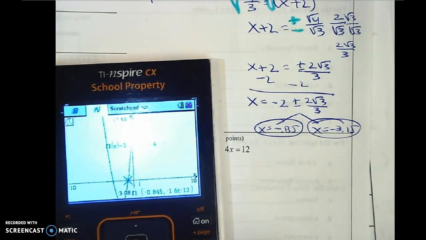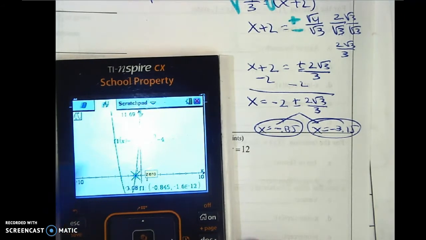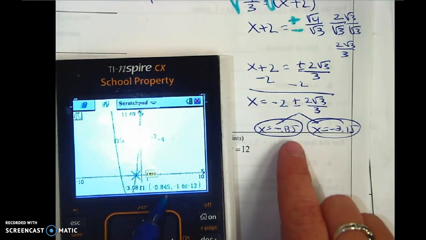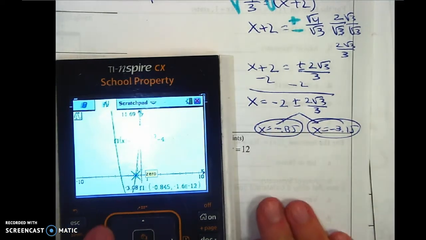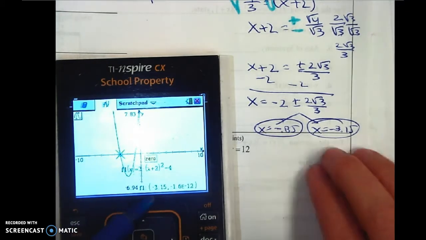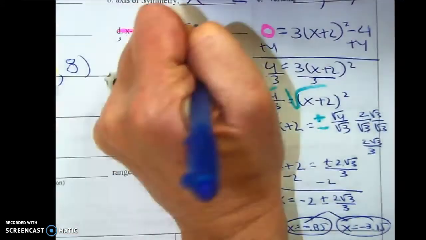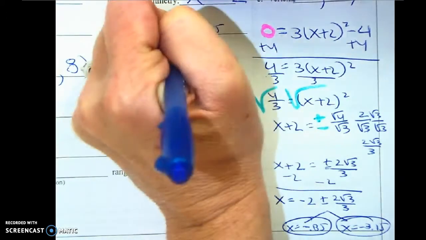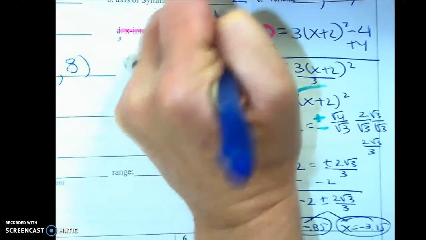I graphed it in the calculator, and if you look, it's kind of hard to see because of the glare. Let me see if I can make it show. See how it says 0 right there? And right down there, it's negative 0.845, which rounds to negative 0.85. So I know I did it correctly. Always use that to check. Check the other one too if you want to make sure. It says 0, negative 3.15, so I know I'm good to go. Okay, so let me write down the answers. x equals negative 0.85, and x equals negative 3.15.